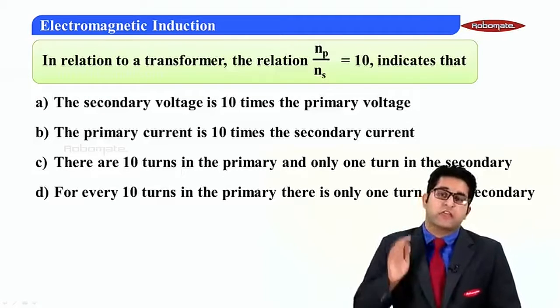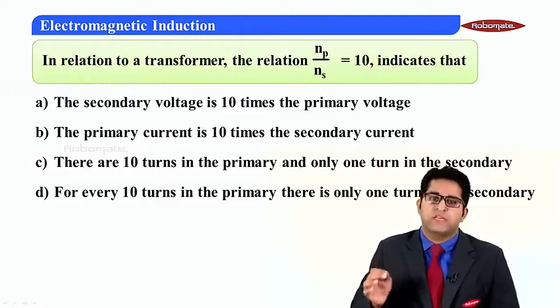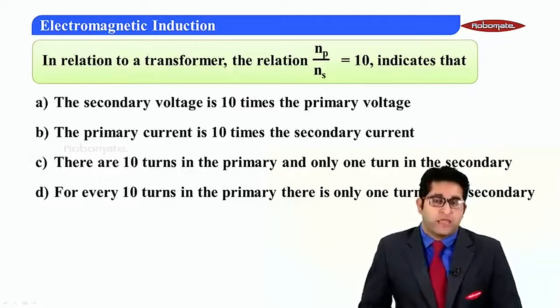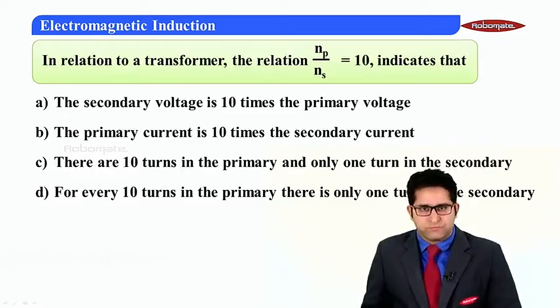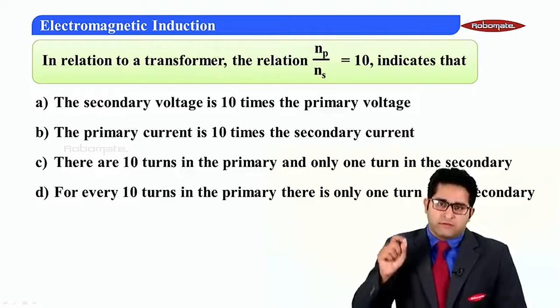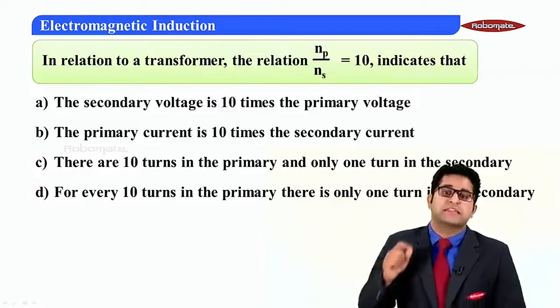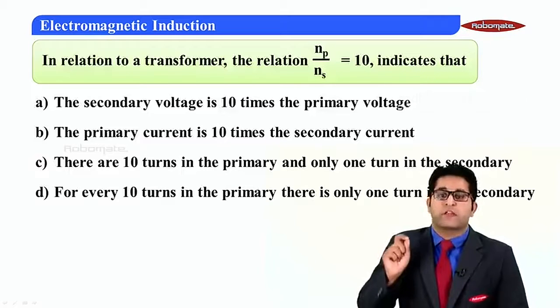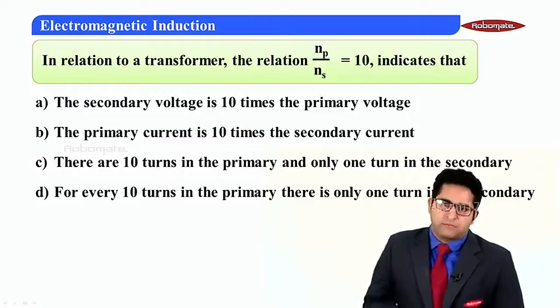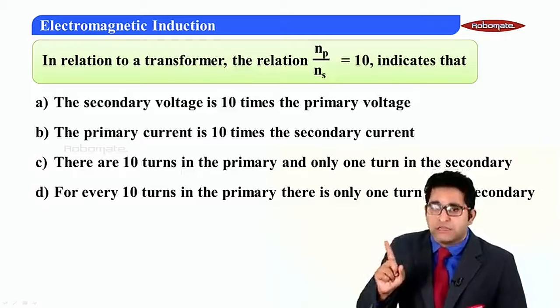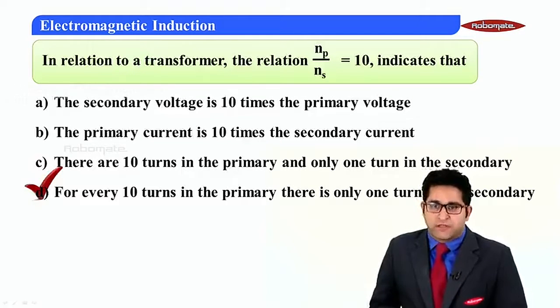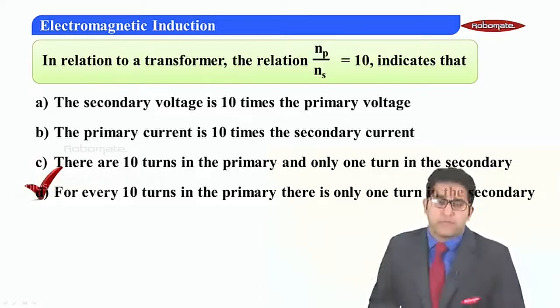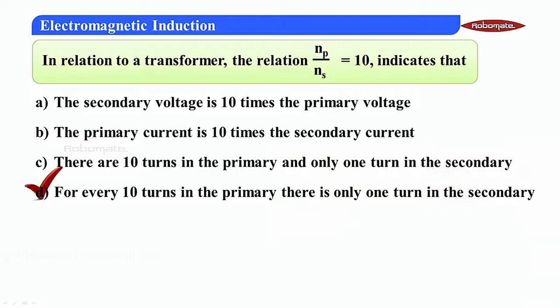Now students, see carefully. Here we are provided with the value of NP upon NS and it is equal to 10. And what is NP upon NS? It is nothing but turns ratio. Right? So I can say as the value of NP upon NS, it is equal to 10. So I can say for every 10 turns in primary, there is only 1 turn in the secondary coil. And which option is matching? Yes, option D is matching. That is, for every 10 turns in primary, there is only 1 turn in the secondary coil.